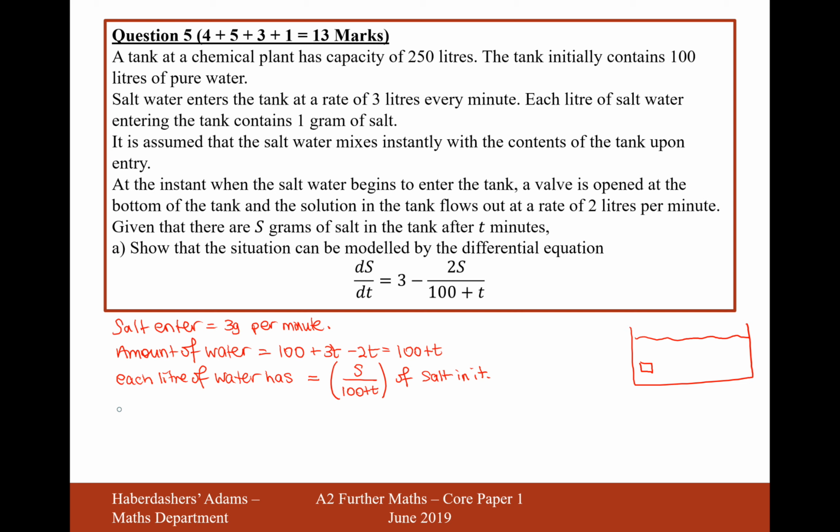So each litre of water has this amount of salt in it. So now if we have 2 litres leaving, then the amount of salt that's going to be leaving is 2 lots of S over 100 plus t of salt leaving.